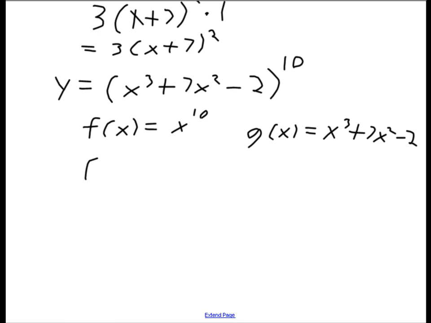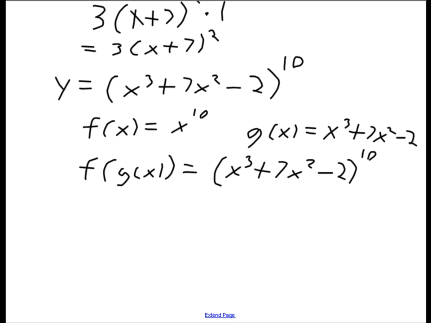Because if this is the case, then f of g of x is going to be (x cubed plus 7x squared minus 2) all to the 10th, because we're just plugging in our g of x for our x value in f of x. And this is just a basic review of the composition of functions. Well, with that in mind, we know our derivative is going to be f prime of g of x times g prime of x. So what is that going to look like?